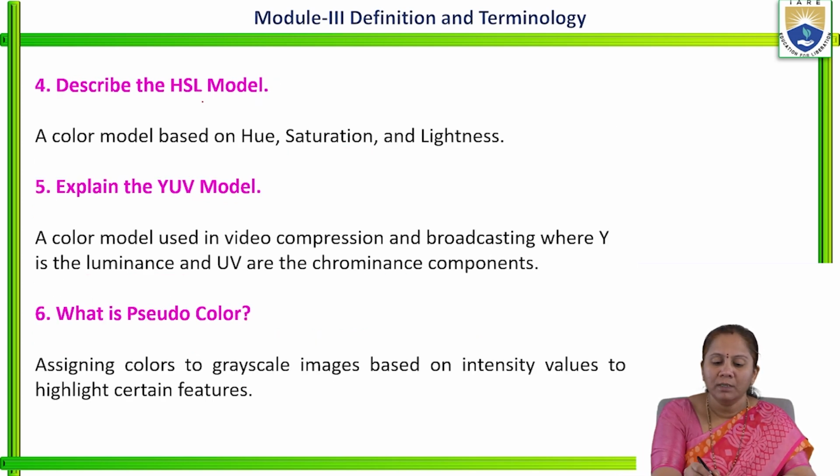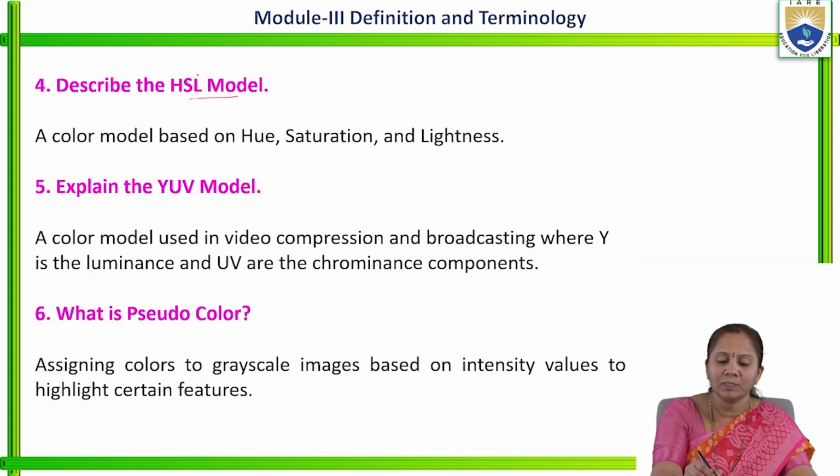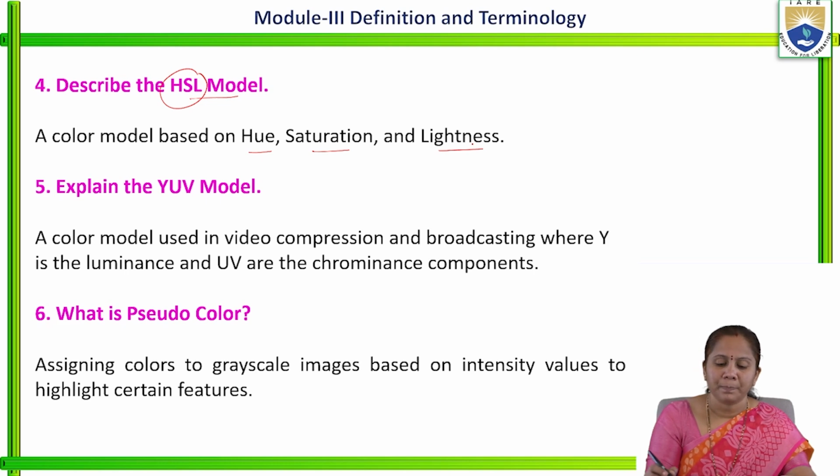And next one, describe the HSL model. So what is meant by this HSL model? So H represents hue, S represents saturation, and L represents lightness.